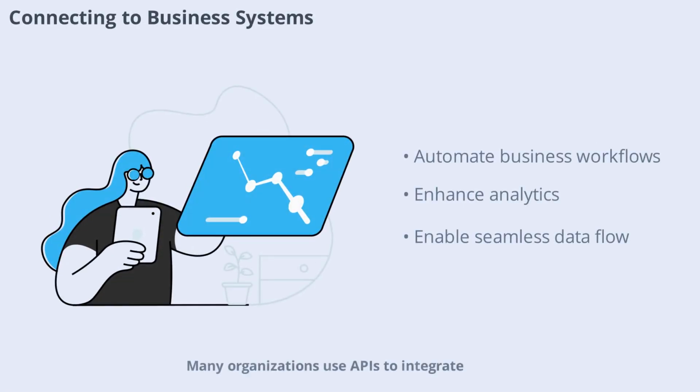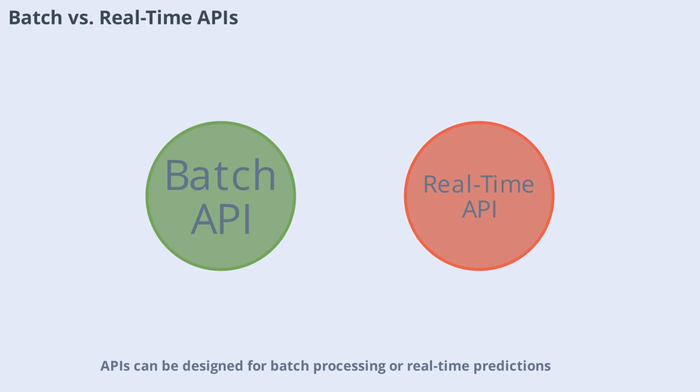Many organizations use APIs to integrate data science models with existing business systems, such as CRM, ERP, or marketing platforms. This allows for automated decision-making, improved workflows, and enhanced analytics. By connecting your API to these systems, you enable seamless data flow and unlock the full potential of your data science solutions. APIs can be designed for batch processing or real-time predictions.